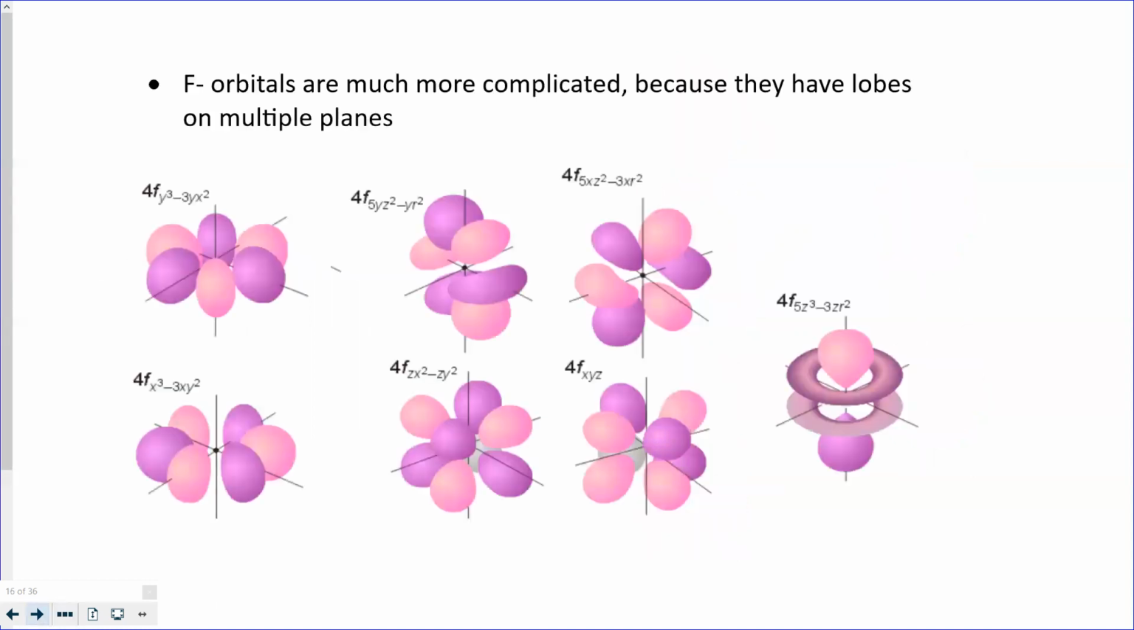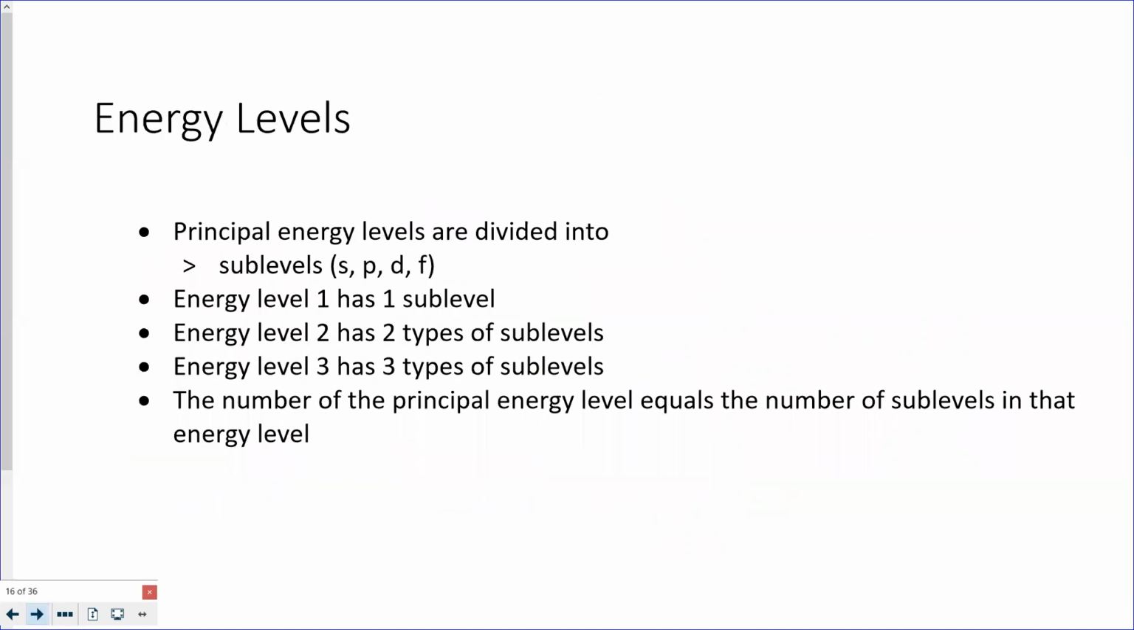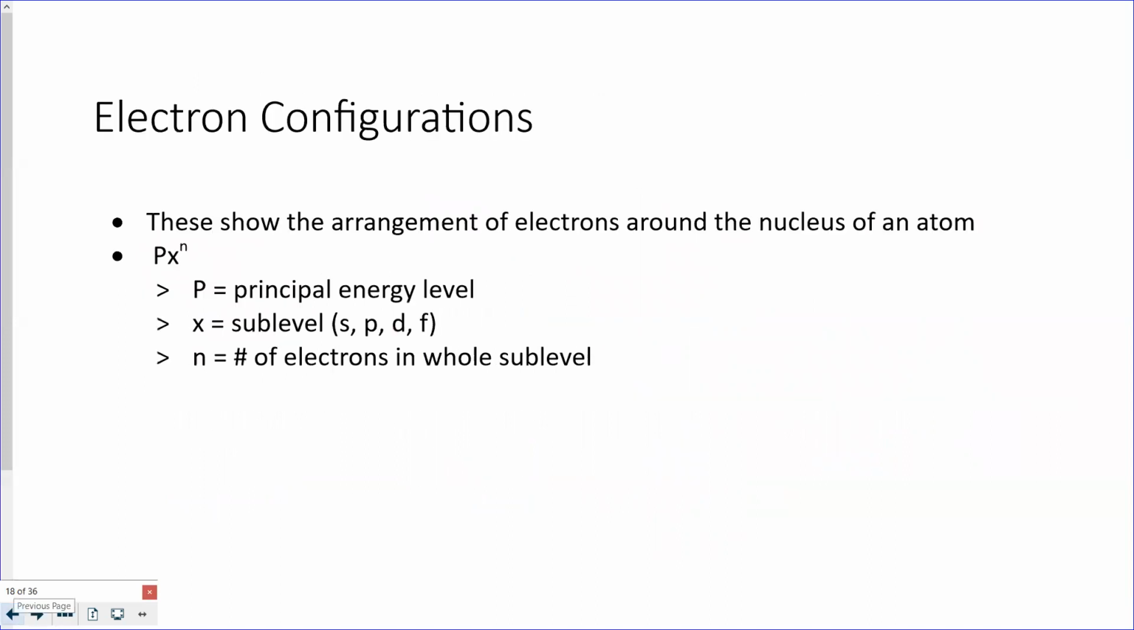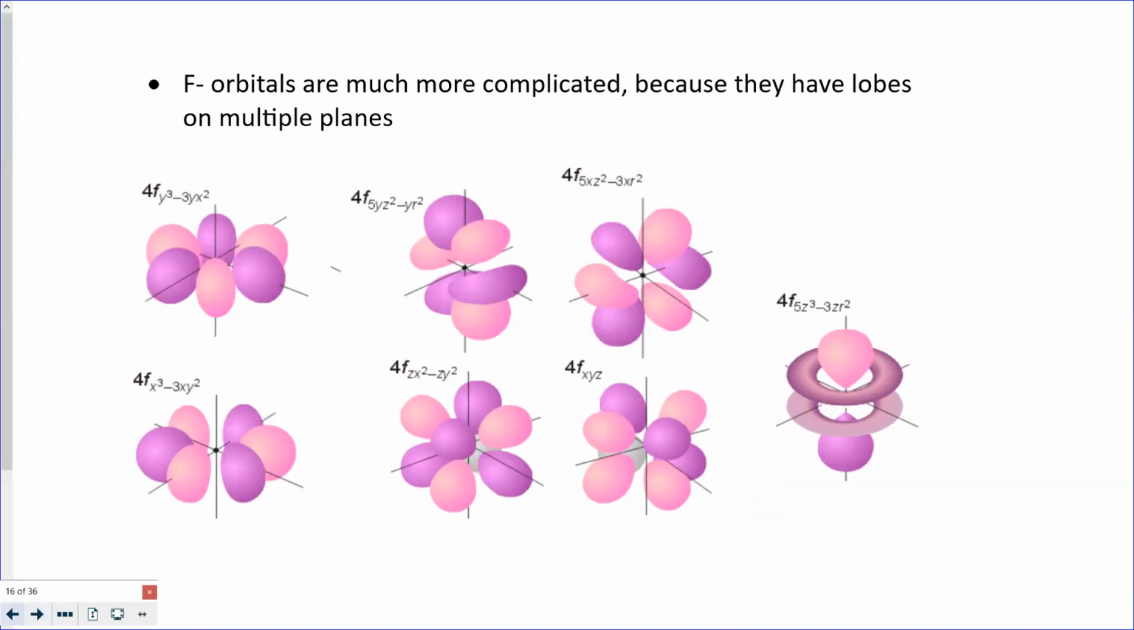And then we have f orbitals. You do not need to know the shape of f orbitals. We rarely use f orbitals simply because these are some of the largest elements we come across, and they have varying shapes. They can have different lobes on different planes.